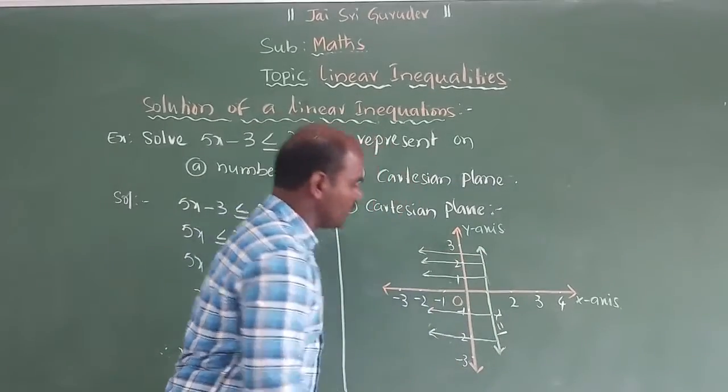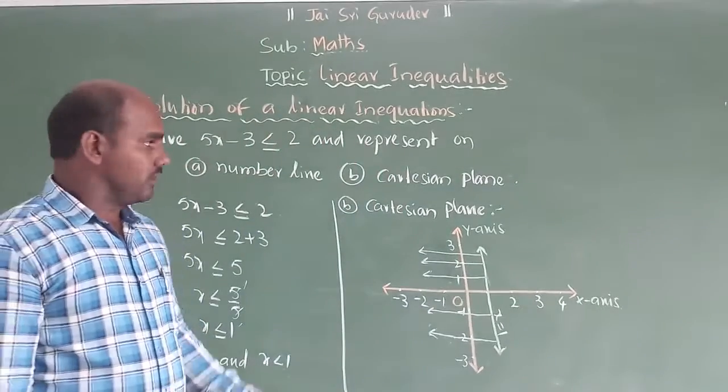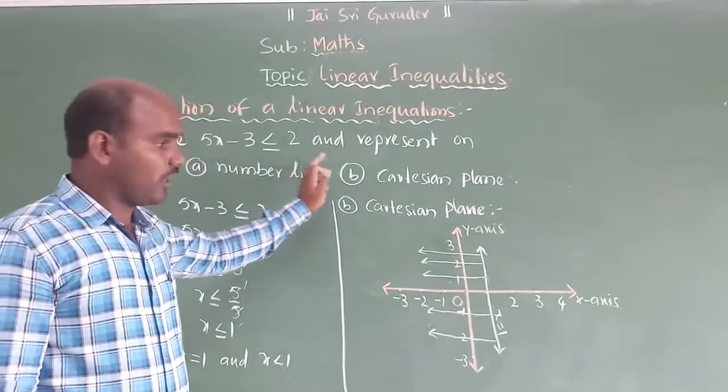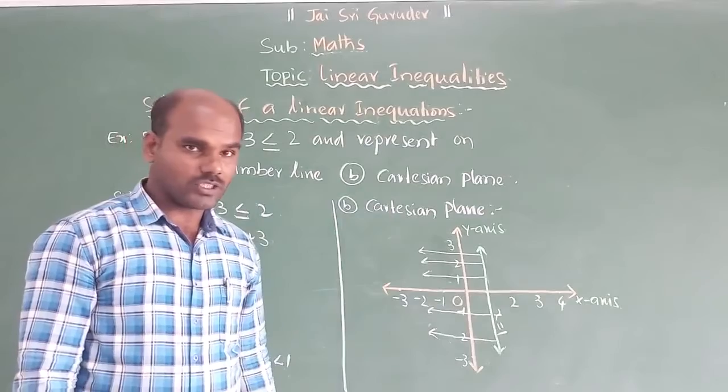Yes, so this is the solution of 5x minus 3 less than or equal to 2 on the Cartesian plane. Okay, dear children, understood now?